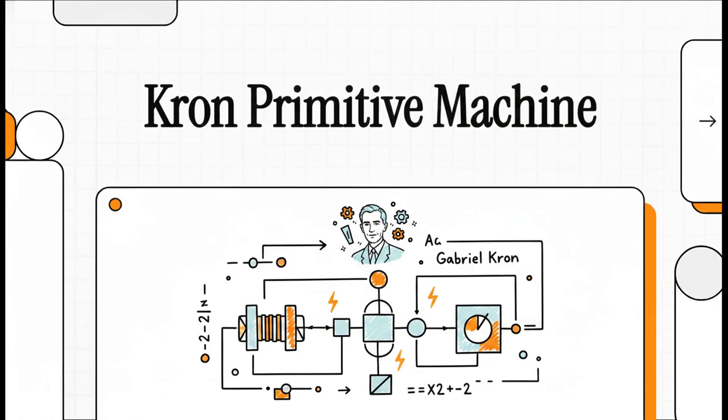Okay, today in Episode 6.2, we're tackling a genuinely groundbreaking concept in electrical engineering. We're looking at Gabriel Kron's mathematical framework, better known as the Kron primitive machine. If you are someone who loves elegant, universal solutions to completely chaotic, complex problems, you are definitely going to want to pay close attention to this one.